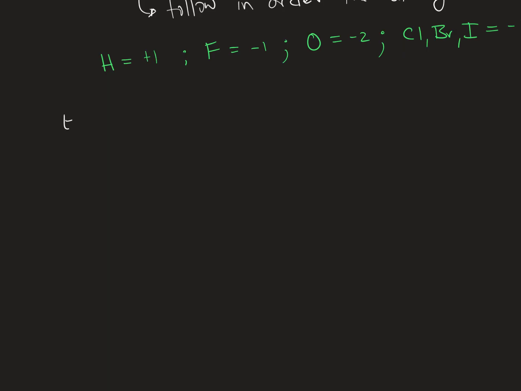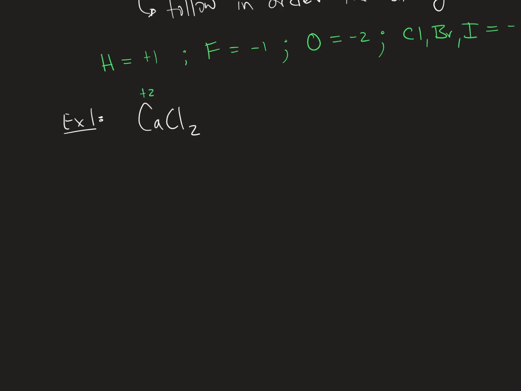Okay, example 1. I'm going to start easy. Calcium chloride. What is the oxidation number for calcium? In fact, first of all, what kind of compound is this? Ionic or covalent? Ionic. So how do we determine the oxidation numbers? The charge of each ion. So what's the charge of calcium? So what's the oxidation number for calcium?